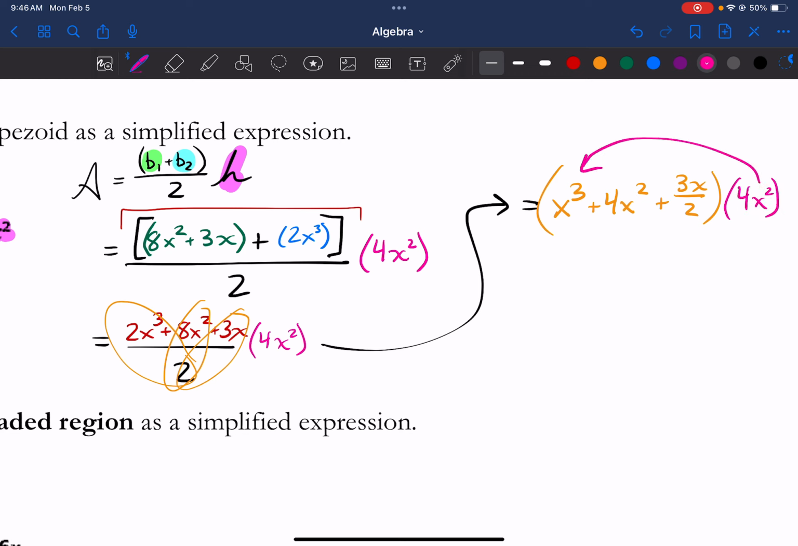So we're going to want to distribute it. We get 4x to the 5th. Do not forget your product rule. Plus 16x to the 4th. Plus, you actually get 12x cubed divided by 2, which becomes 6x cubed once we simplify it out. And that is our final answer.